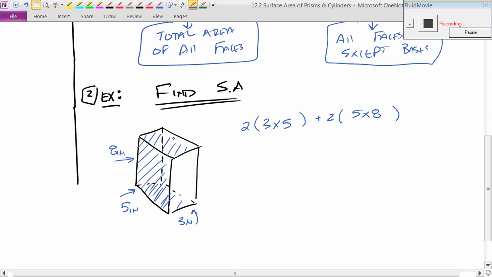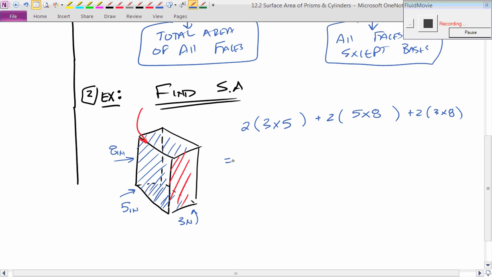What's the only side I have not yet done? The front part and this side in the front. This piece right here, and then the one in the back that we can't really see. And what's the dimensions of that piece? 3 by 8, right? And how many of those do I have? So I'm going to add 2 times 3 by 8.